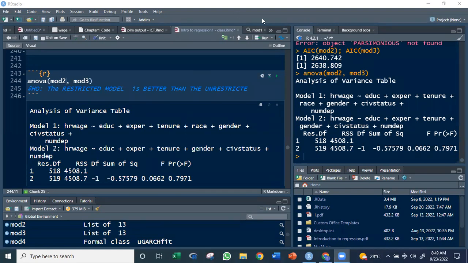Okay, pause muna ako. Clear ba so far? Importante, class, naiintindihan natin to. Clear so far that the restricted model is better. So mas maganda yung walang race. Okay, good. Good.